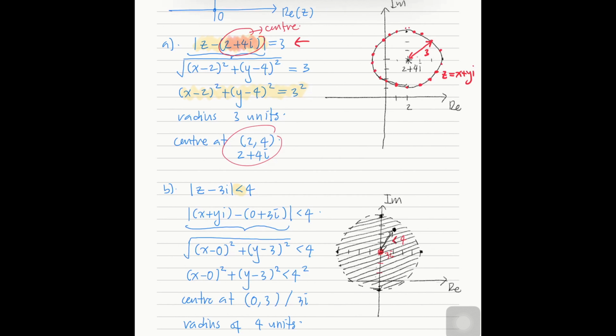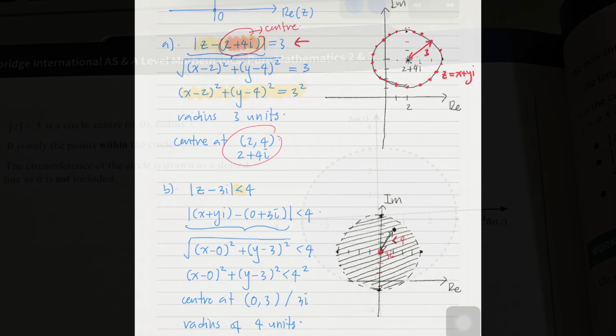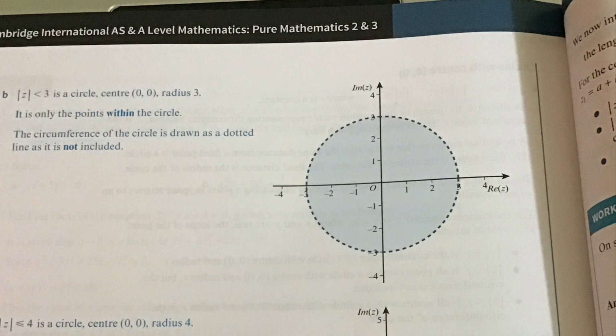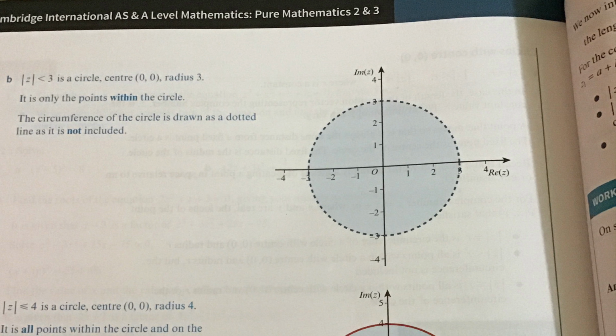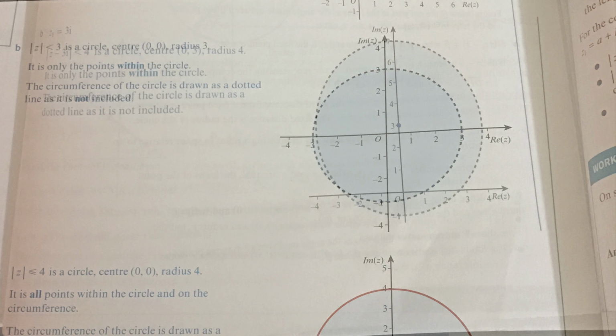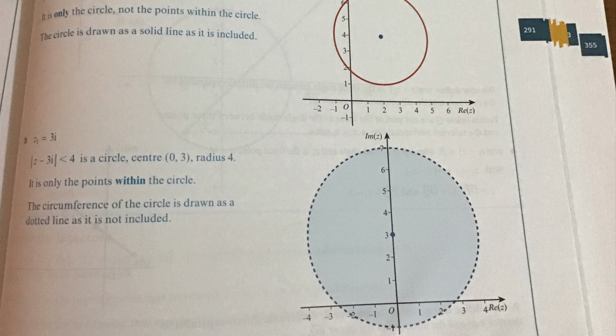You can also try example 11.15 in the textbook for question C. For the details of sketching a locus, please always refer to your textbook, from page 288 until 292.